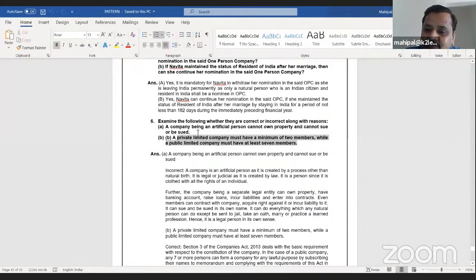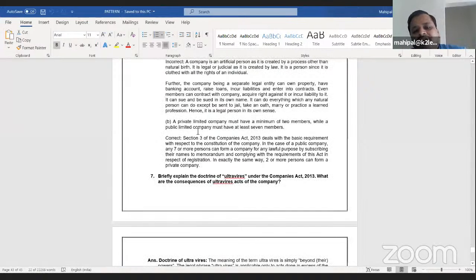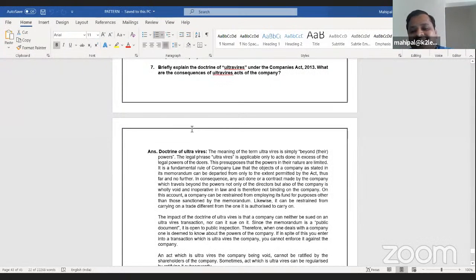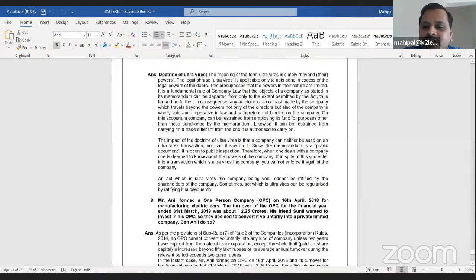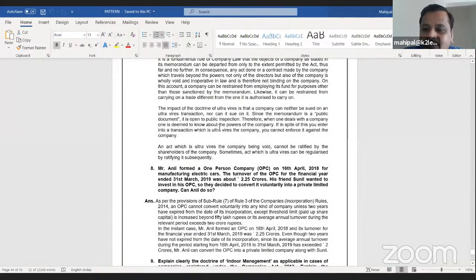True? Great. Explain briefly the doctrine of ultra vires. What is the doctrine of ultra vires? Doing any act beyond the contractual capacity mentioned in its MOA. Beyond powers. Great.